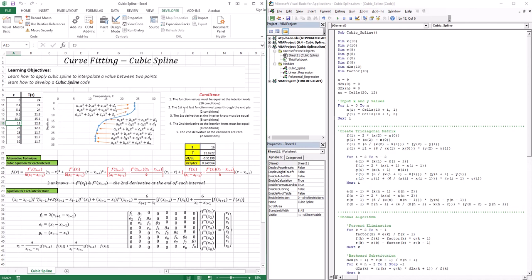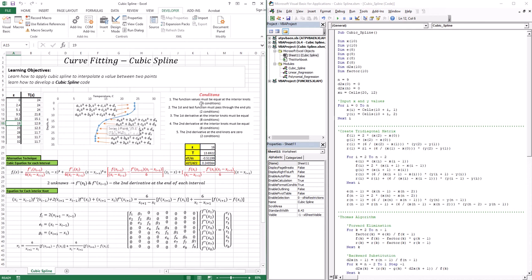We're going to say that the first and last functions must pass through the endpoints. So the first function here must pass through this endpoint, and the last through this endpoint. So we have 2 other equations, and we're up to 18. Also, the first derivative at the interior knots must be equal. What that means is that the first derivative using this equation and the first derivative using this equation must give the same value at that knot. Since we have 8 knots, that creates 8 more equations, right?